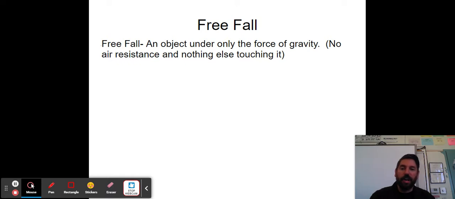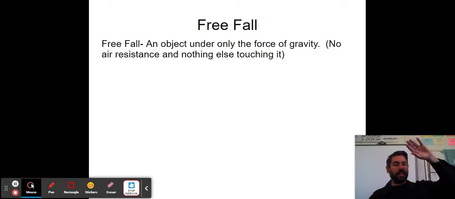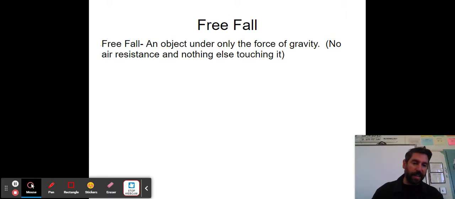So with free fall, object under only the force of gravity. So even if I throw something up and there's gravity, but no air resistance, nothing's touching it, no air, nothing. If I throw it up, it's still in free fall because only gravity is affecting it. And then it's eventually going to fall down. So the whole pathway, you would say it is under free fall, going up and down.